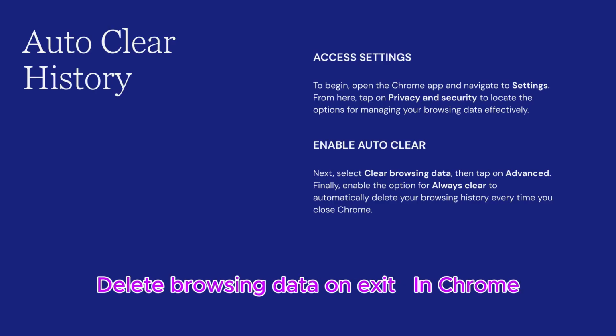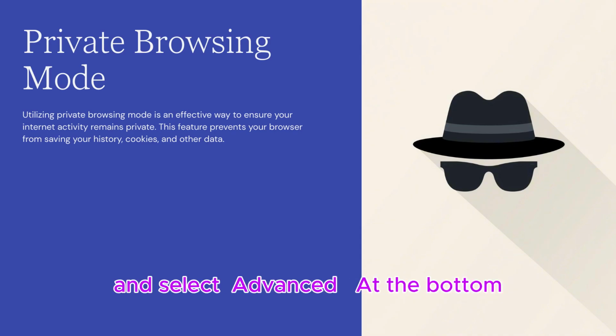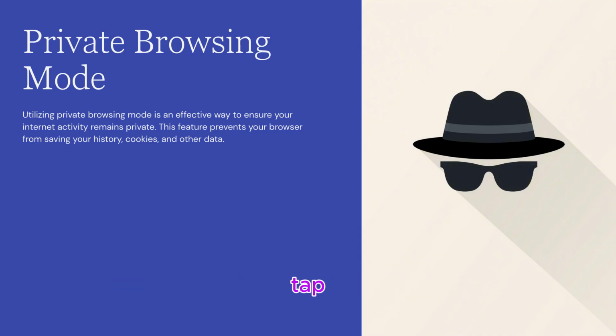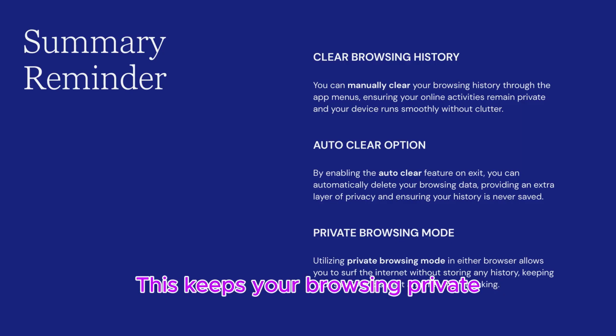To automatically clear history on exit, in Samsung Internet, go to Settings, Privacy and Security, and enable Delete Browsing Data on exit. In Chrome, go to Settings, Privacy and Security, Clear Browsing Data, and select Advanced. At the bottom, tap Always Clear when you close Chrome. This keeps your browsing private.